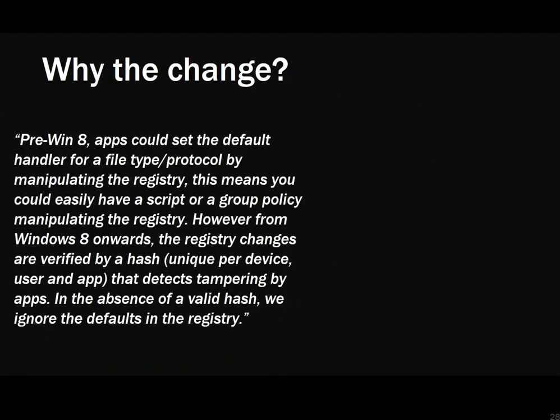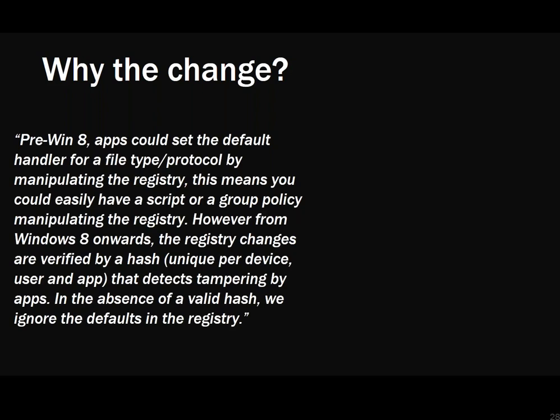Now, why the change? I put this to Microsoft back in the day, and the response we got was, before Windows 8, apps could set the default handler by manipulating the registry, and you could then use a script or a group policy to do that. However, from Windows 8 onwards, they're verified by a hash that detects tampering by apps, and in the absence of a valid hash, we ignore the defaults in the registry.